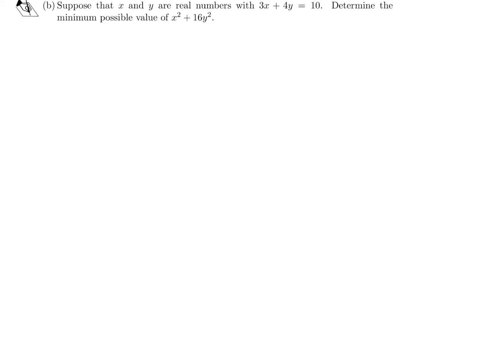Suppose that x and y are real numbers and that 3x plus 4y is 10. Determine the minimum possible value of x squared plus 16y squared. All right, so 3x plus 4y is equal to 10. Isolating for x, we get (10 minus 4y) divided by 3. And then we can substitute into this equation that we're trying to minimize, and most likely we're going to have to complete the square. Anytime I see minimum, maximum, I think of completing the square.